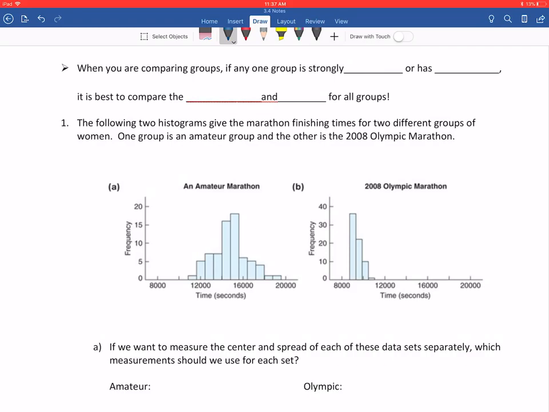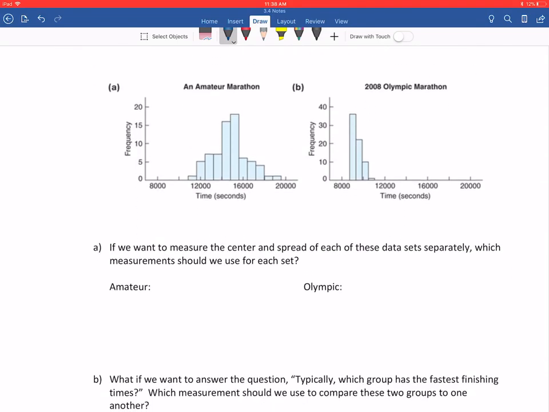If you are comparing groups and any one group is strongly skewed or has outliers, then it's best to compare the median and the IQR for both groups, or for all groups. So here's an example. We saw these two histograms put together as one in some of our prior sections. Now they've pulled them apart. So now we have our amateur marathon finishing times, and we have our Olympic marathon finishing times.